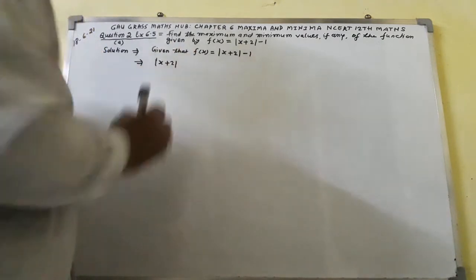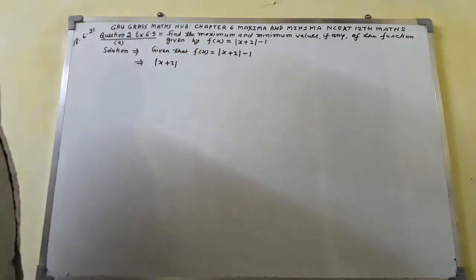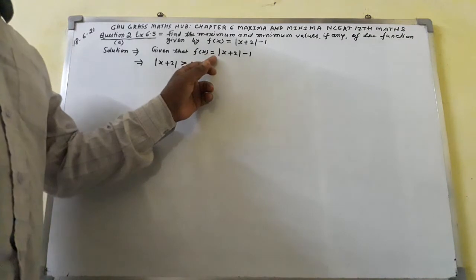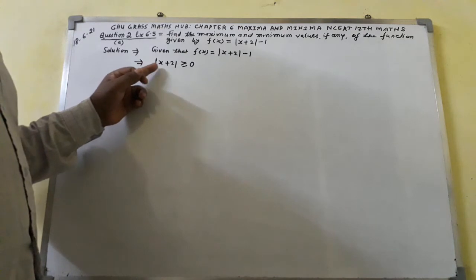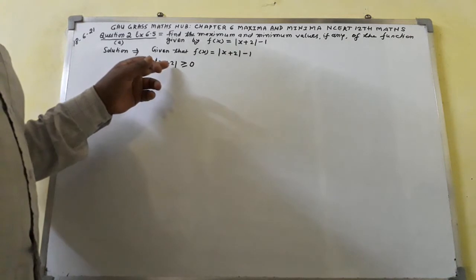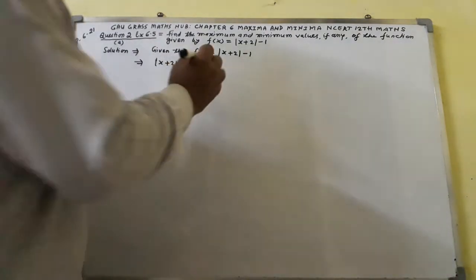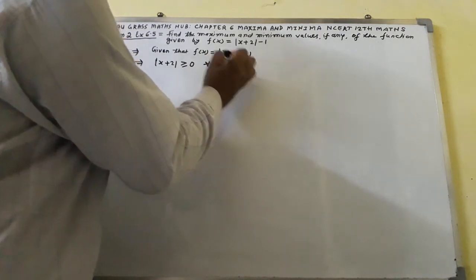What I have done here? Simply I have taken the first term, mod x plus 2 mod, which will always be greater than or equal to 0, for all x belonging to the set of real numbers.